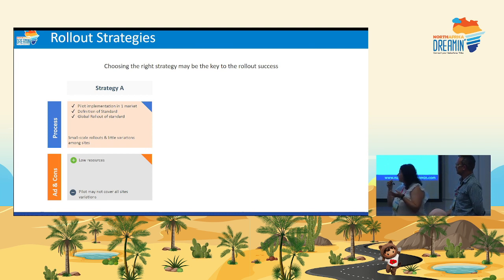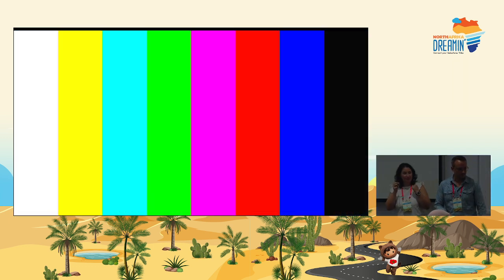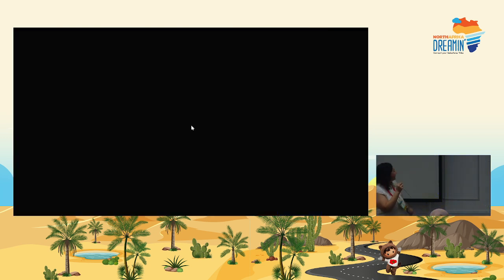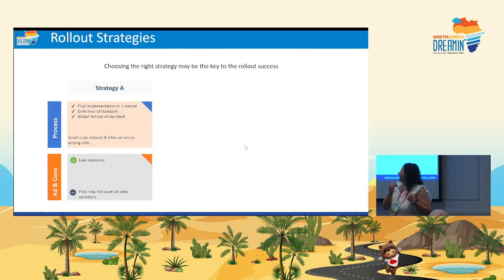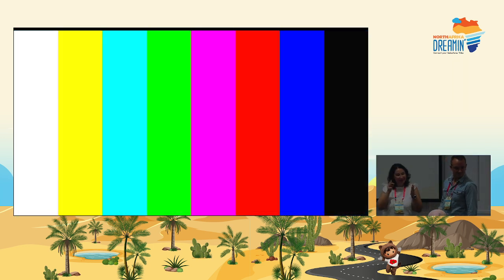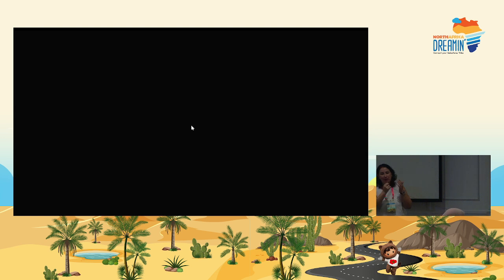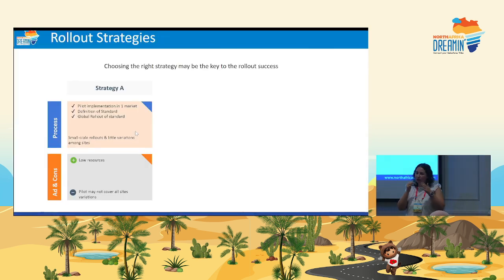So the first strategy is where you actually choose only one market. You just analyze all the processes and define the business template. You define the global template just based on that one market, and you just roll it out to the rest of the world. And this is just good for small rollouts where there are not many deviations or differences between the different markets that you are going to roll out.